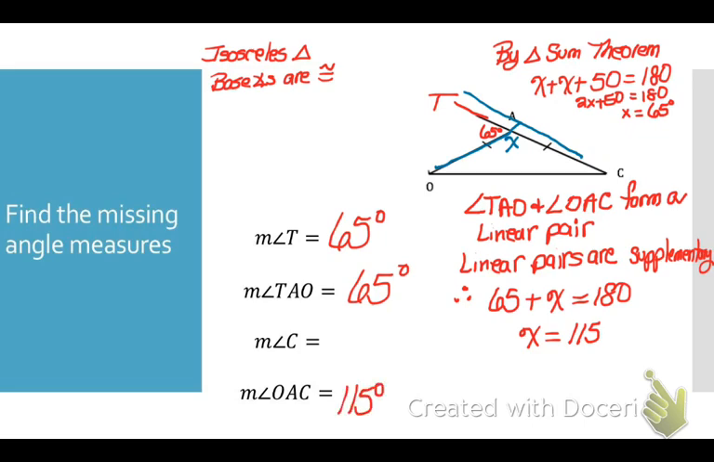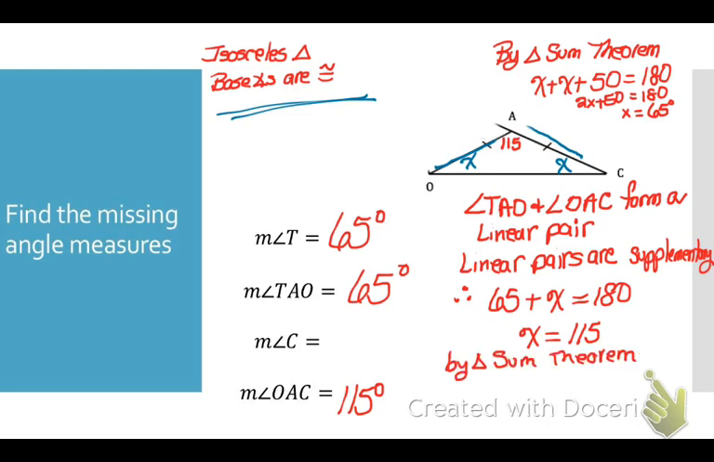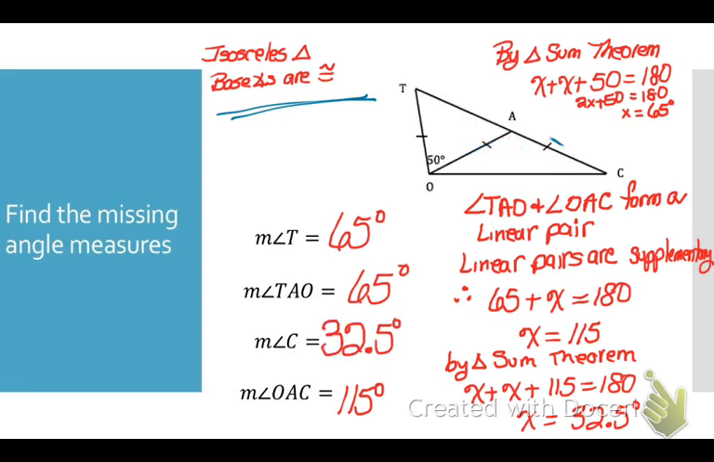Now, let's erase everything but my 115 degrees and the triangle that I'm looking at. Well, right away, I can see this is an isosceles triangle. Again, I know that base angles are congruent. So if I give those base angles each a variable of x, by the triangle sum theorem, I know that if I add x plus 115, it has to equal 180. And when I solve that, I'm going to get that x equals 32.5 degrees. So angle C has to equal 32.5 degrees.